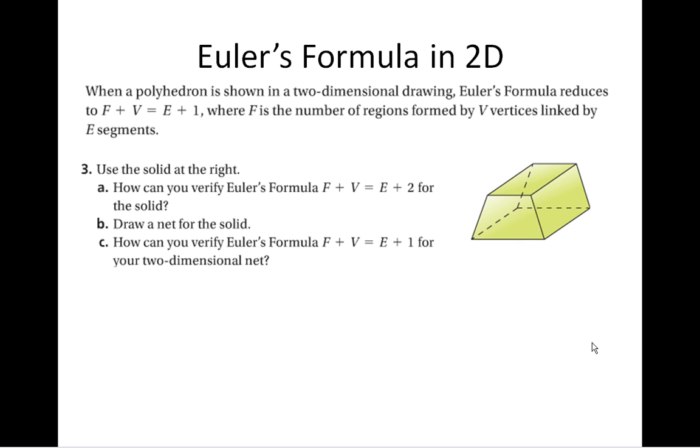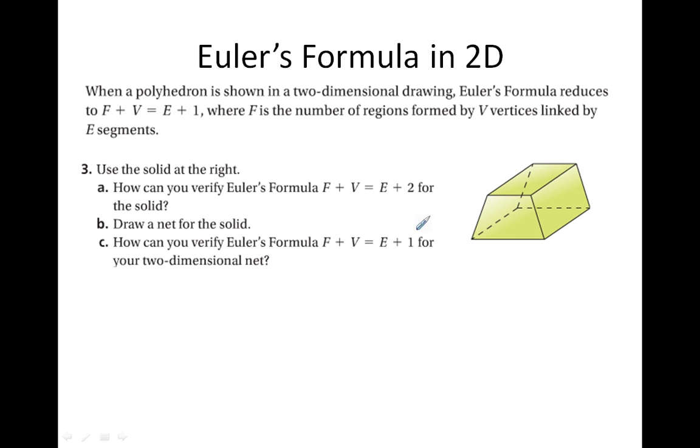Pretty simple. We can also use Euler's formula in 2 dimensions, but it changes it just a little bit, and the reason for that we'll look at in a second. But for a 2-dimensional drawing, Euler's formula reduces to faces plus vertices equals edges plus 1 instead of plus 2.